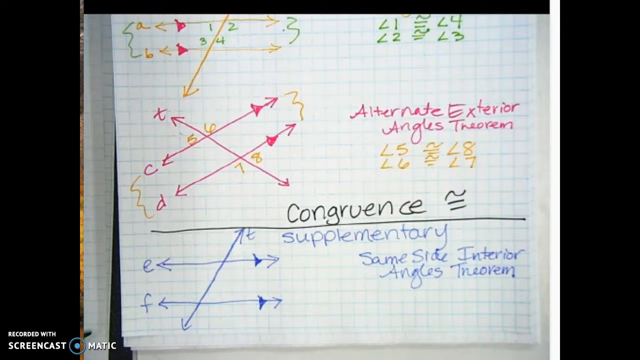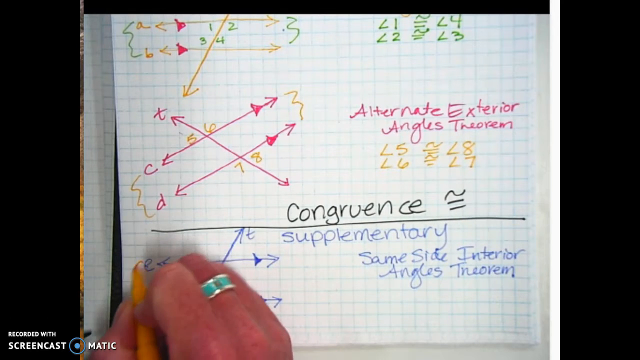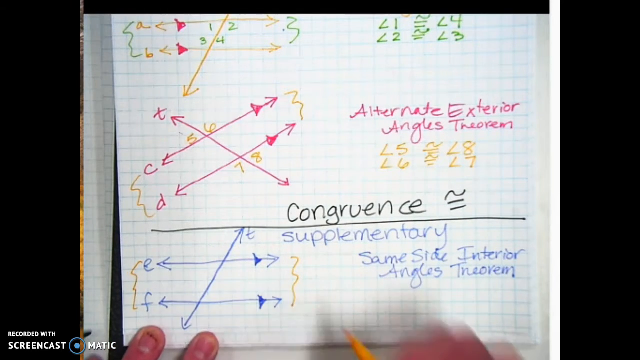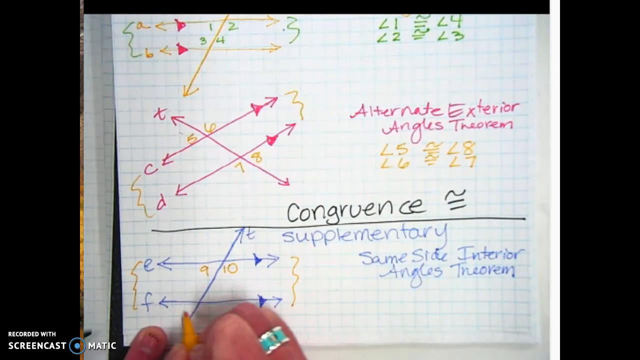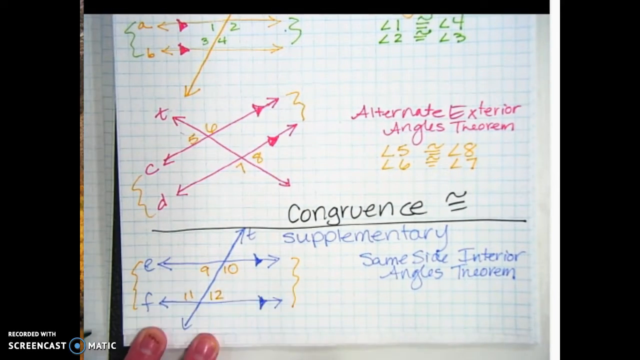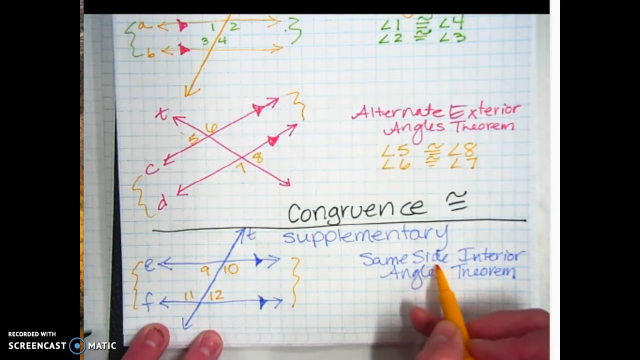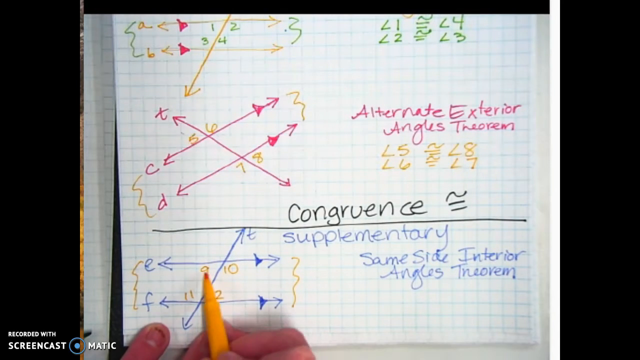So we already did the alternate interior angles theorem, and those were congruent to each other. So the same side interior, they're going to be supplementary. But I'm just going to label the angles that are between these 2 lines. So we'll call them 9, 10, 11, and 12. And then we're going to find 2 angles that are on the same side of the interior. So here's angle 9.